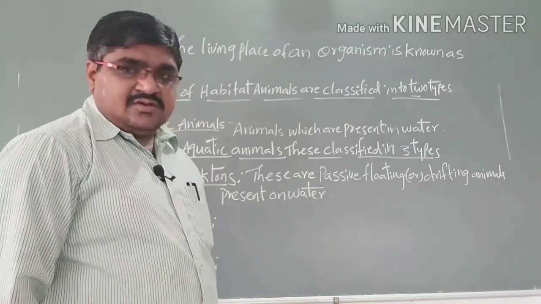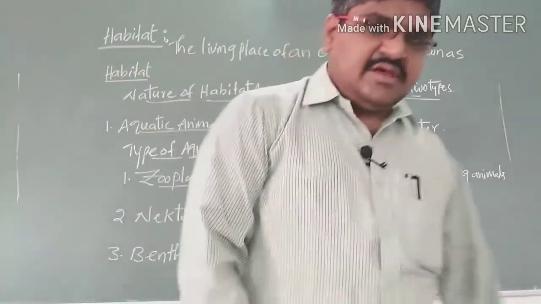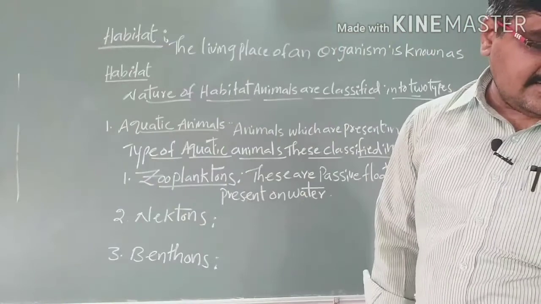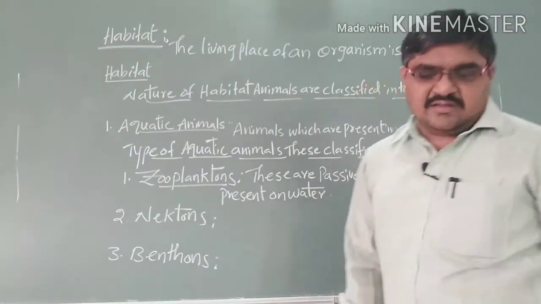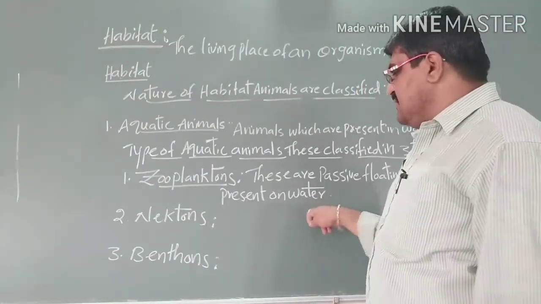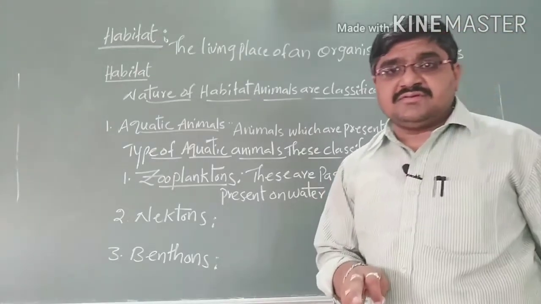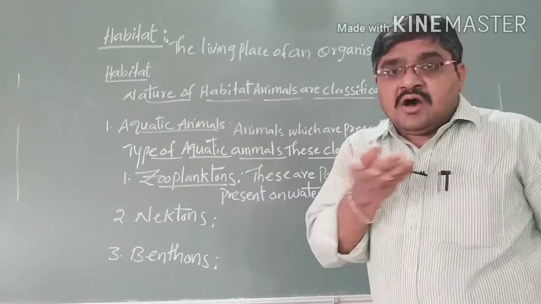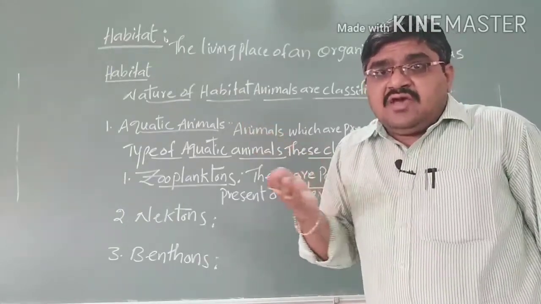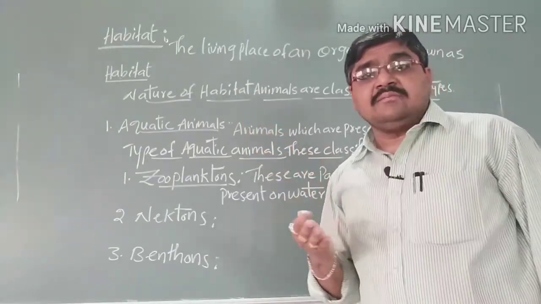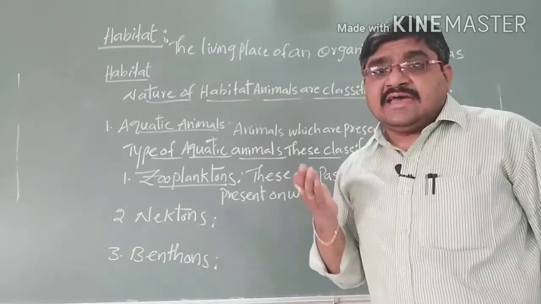So here, the zooplanktons, where they are present in the water, are passive floating organisms, which are drifting animals. That means on the surface of the water, passive movement takes place. Passive means without using energy.